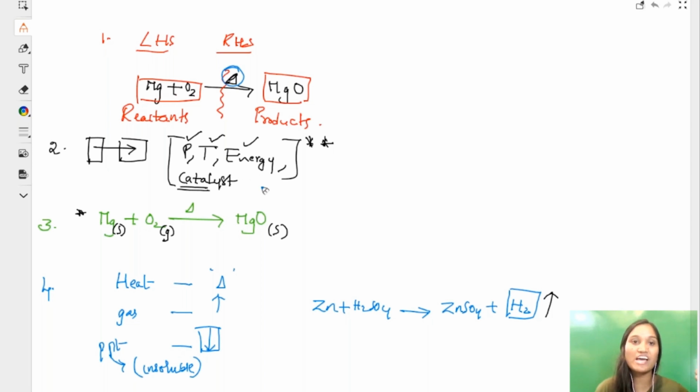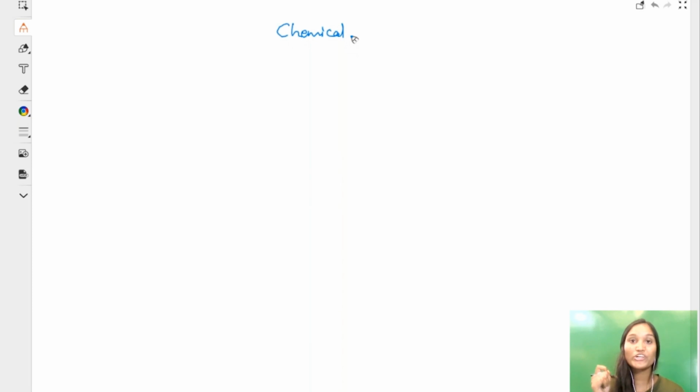The first one, LHS and RHS. Second one, the arrow mark. Third one is about the physical state. Fourth one is about the symbols. Is there anyone in the class who did not understand or who has a doubt? Is there anyone? I'm talking about types of chemical equation.